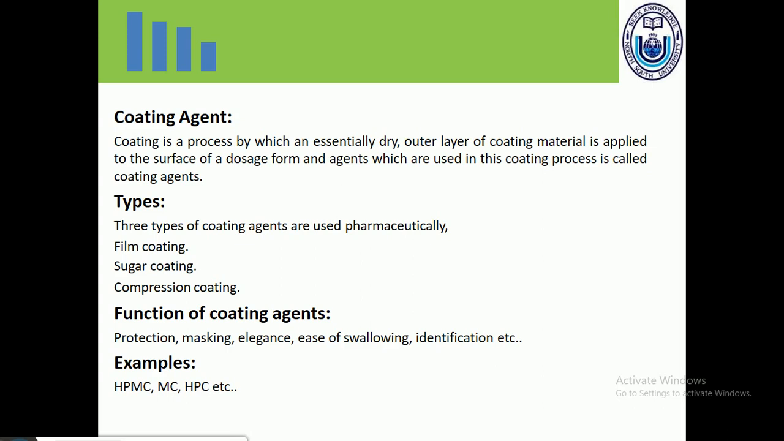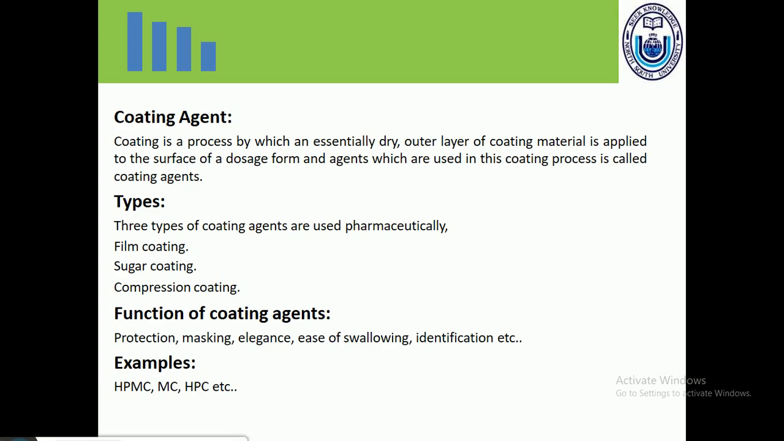Why is coating given to the formulations? In order to protect the formulations, to mask the taste of the formulations, for elegance, and it becomes easy for the patients to swallow the tablets. Or they are also used for identification purposes.